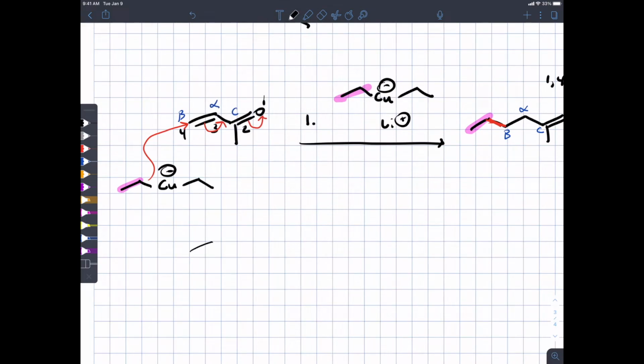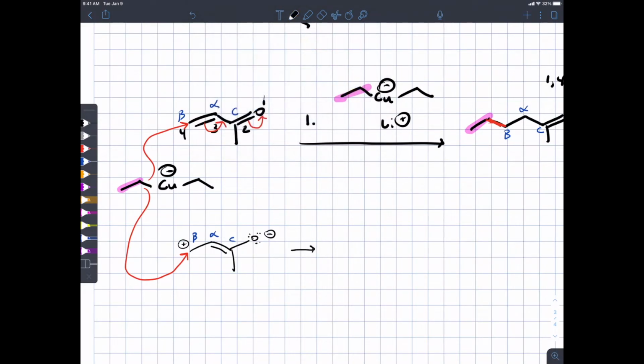Alternatively, you can draw the resonance structure of the alpha-beta unsaturated carbonyl compound that puts a positive charge on the beta carbon, and then you can show the cuprate attacking the beta carbon directly. Okay? This picture should help you see why the beta carbon is reactive in the first place. And then really these arrows are just to get to this resonance structure.